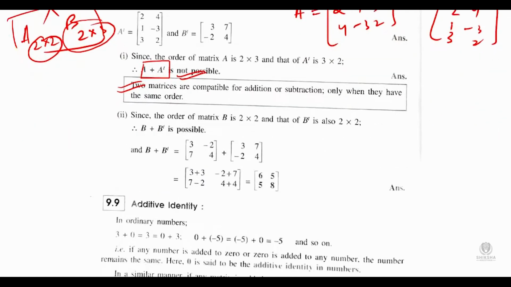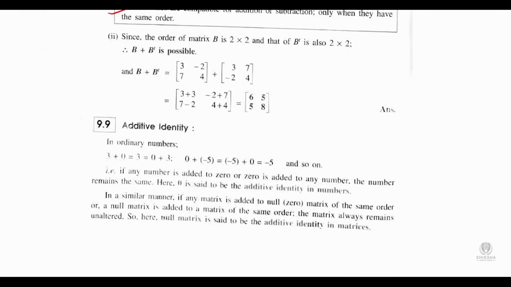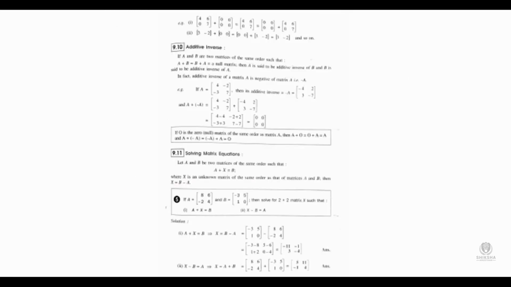Then coming to additive identity. What is additive identity? In ordinary numbers, if any number is added to 0, then the value is not changed. It remains the same. So 0 is called the additive identity in normal numbers. But in matrices, the additive identity is the null matrix. So if you add any matrix to a null matrix, then it will be the same.